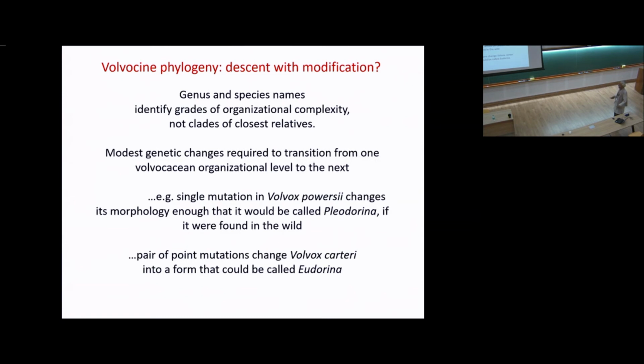And you have other bizarre things. In fact, this is a point made by Volvox workers, and Kirk does it in this paper, which is that a single mutation in Volvox carteri, a single point mutation, changes it completely to a form and a lifestyle which, if you had seen it for the first time, you would have said, this is not Volvox, this is Eudorina. Remember, the single cells can't be distinguished very easily. All of them look like Chlamydomonas, in a sense. A single mutation could change it so that it could be called Pleodorina, and so on and so on. So, genus and species names identify grades of organizational complexity. These are traditional names, not clades or classes.